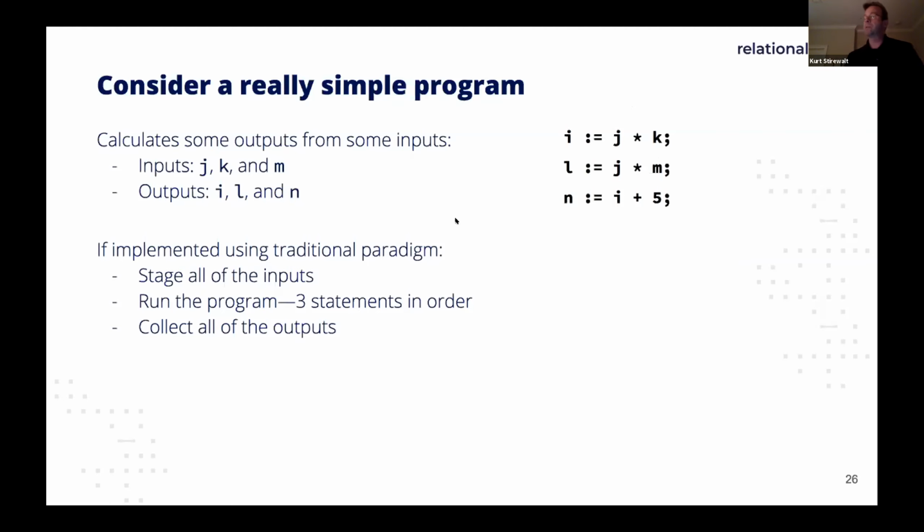Now, in a traditional implementation, we would deploy this program by doing some kind of staging or gathering of all the input data, and then we would run these three statements in order, and then we collect the outputs and do something with them. Okay, that's the traditional way you think about deploying these kind of imperative solutions.